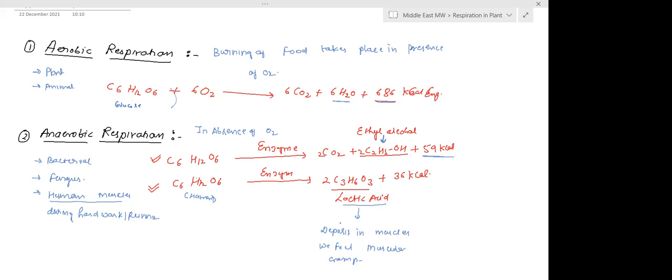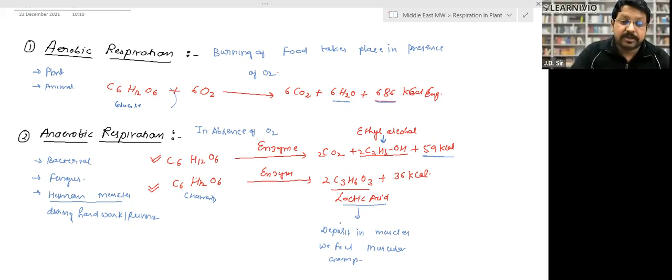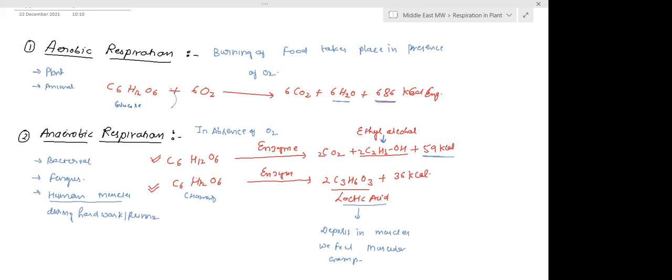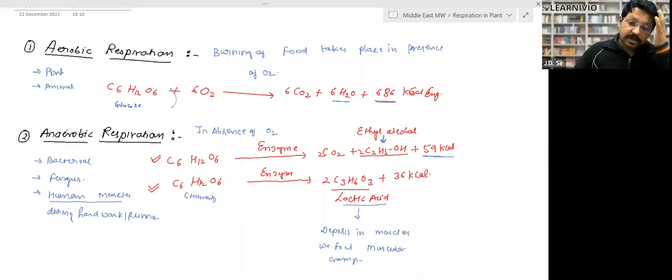What is pyruvate? Pyruvate is the substrate. I told you glucose will break down into pyruvate, then pyruvate into acetyl coenzyme. But what is pyruvate? Pyruvate is actually a type of sugar. It is a three carbon compound. Glucose is a sugar with 6 carbon compound, right? Pyruvate is a carbohydrate or sugar with 3 carbon compound. One glucose molecule breaks down into 2 pyruvate molecules.